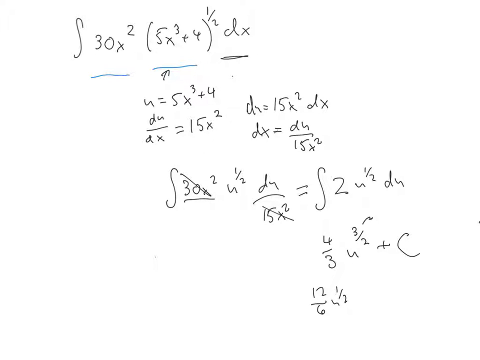So that's going to be 4/3 times 5x cubed plus 4, where u is equal to 5x cubed plus 4, and then that to the 3/2 plus c. So this is our final answer there.